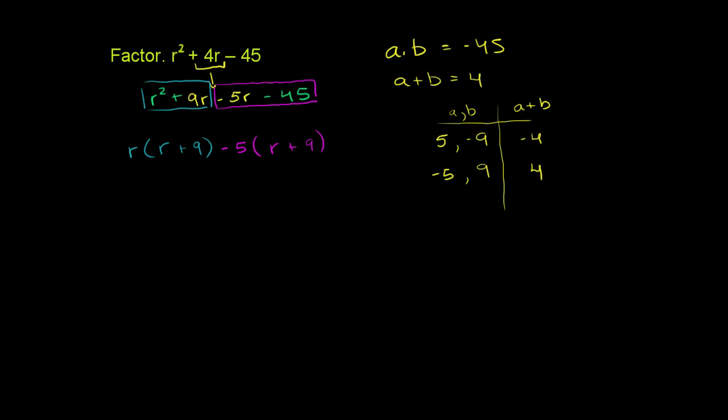And then we have an r plus 9 in both terms. R times r plus 9, negative 5 times r plus 9. So we can factor that out. So you factor an r plus 9 out, and you're left with r times r plus 9 divided by r plus 9, which is just going to be an r. And then negative 5 times r plus 9 divided by r plus 9 is negative 5. And we're done.